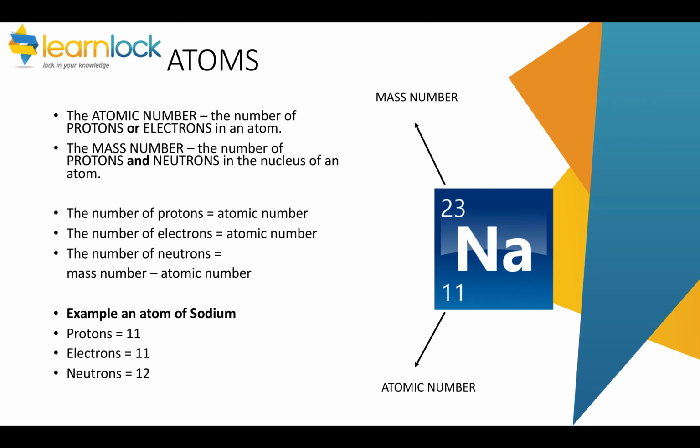So in this example, if we know the mass number of sodium is 23, we also know 11 of those 23 are protons, which means the remaining 12 would be neutrons. So the number of neutrons in this case would be 12. Look at the example of sodium and how you can figure out the number of protons, electrons and neutrons of different atoms.